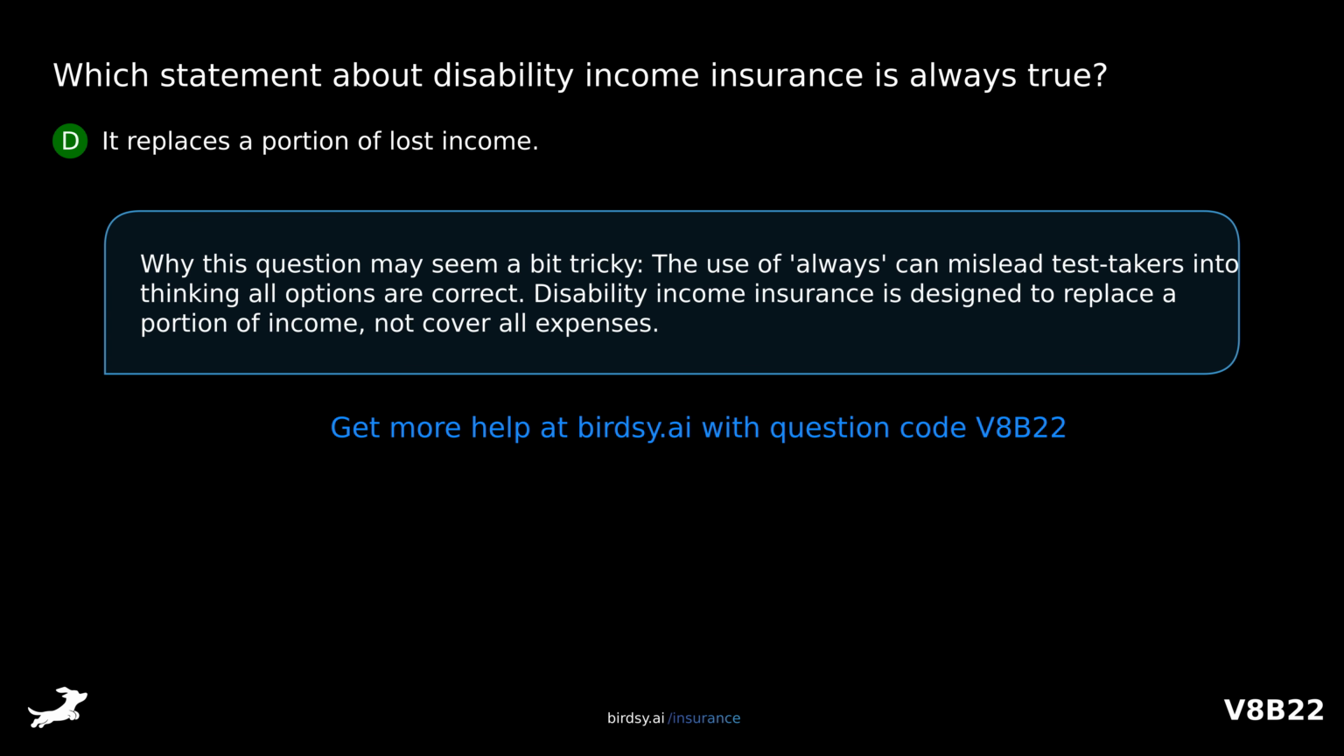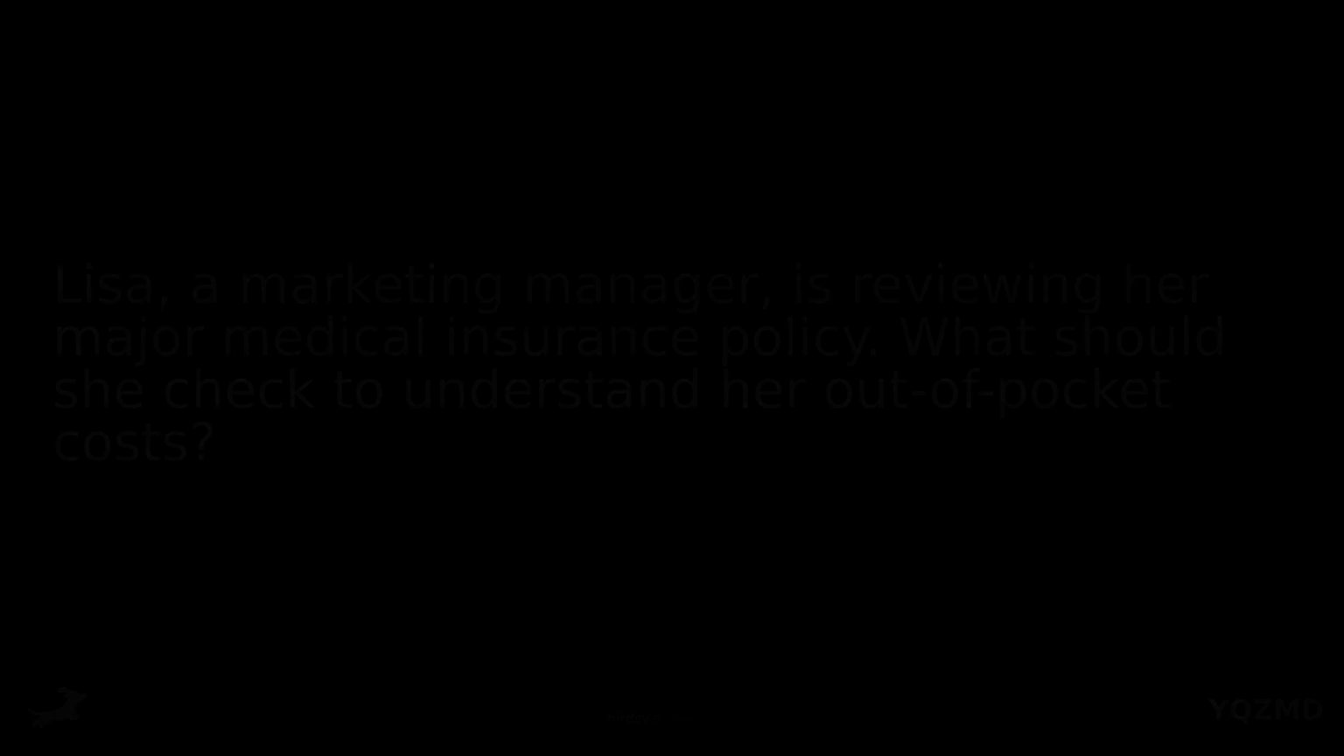Why this question may seem a bit tricky. The use of "always" can mislead test takers into thinking all options are correct. Disability income insurance is designed to replace a portion of income, not cover all expenses.